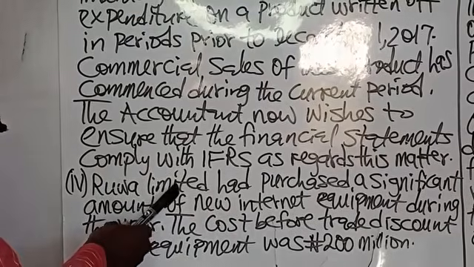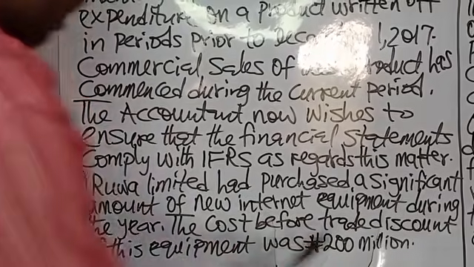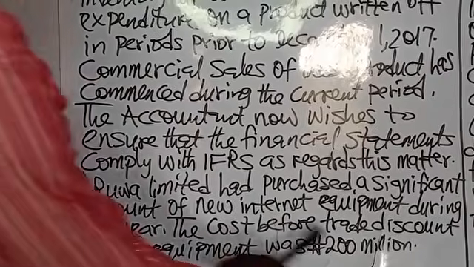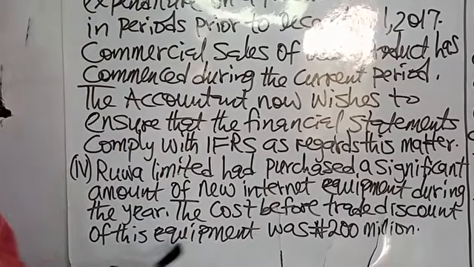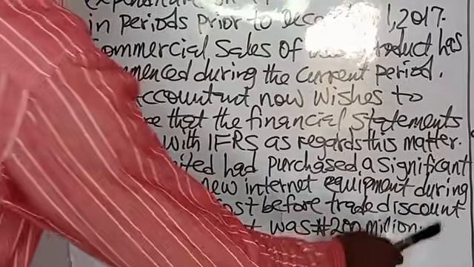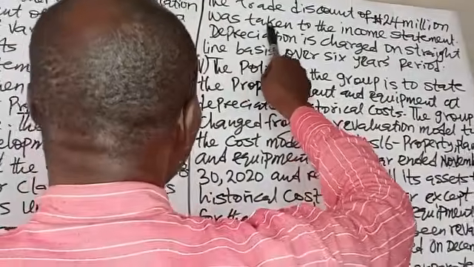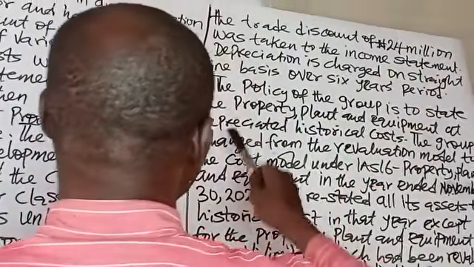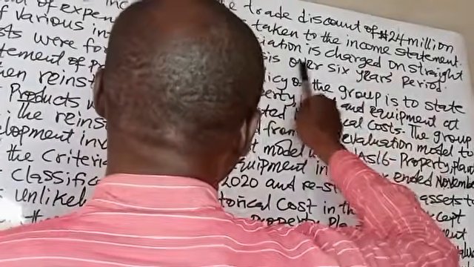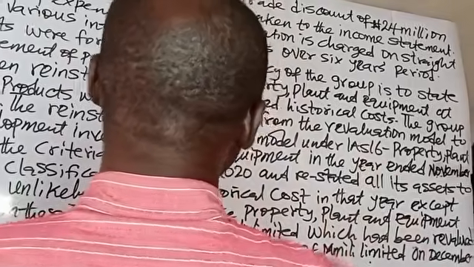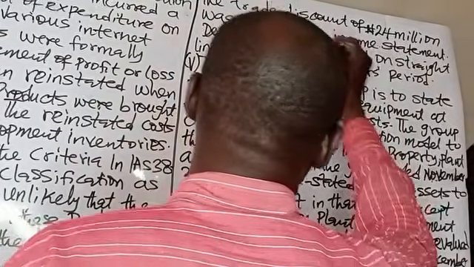Back to note 4. Ruwa Limited had purchased a significant amount of new internet equipment during the year. The cost before the trade discount of this equipment was 200 million. The trade discount of 24 million naira was taken to the income statement. Depreciation is charged on a straight line basis over 6 years. You were told the trade discount was taken to the income statement.